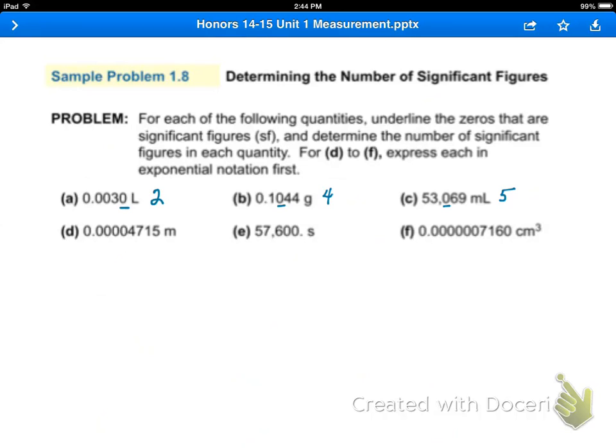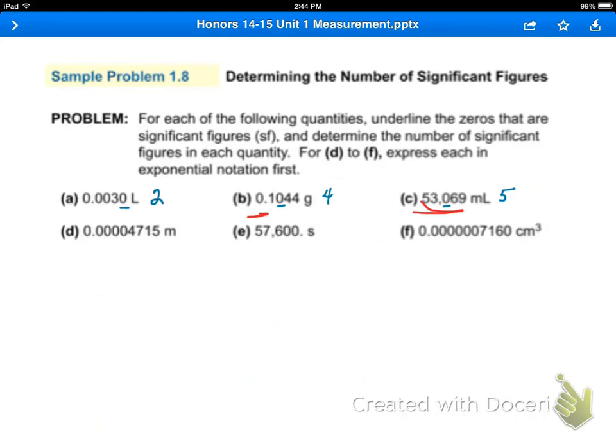So for A, the leading zeros are not significant, only the trailing zeros, because there's a decimal there. Okay? The leading zero here is just there to make sure I can see my decimal point. It's just good form if you have a decimal to put a zero in front. Okay? But the zero here after the 1 is significant. The zero in this number is sandwiched. Do you need it there? It's significant. Okay.